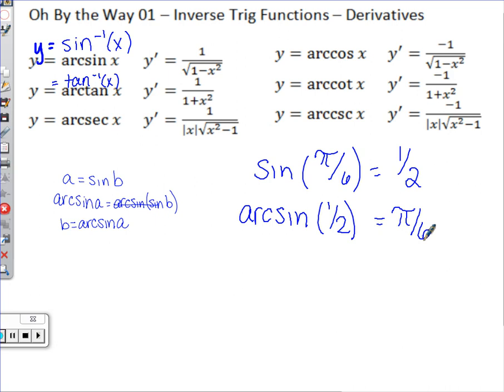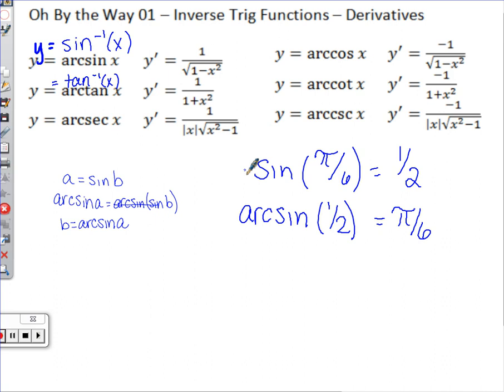-1 and 1. In other words, the range of sine is always between -1 and 1. That means that the domain of arc sine is always between -1 and 1. These are inverse functions. So the domain of sine is -infinity to infinity. I can plug anything into sine, and I can only get -1 to 1 out.